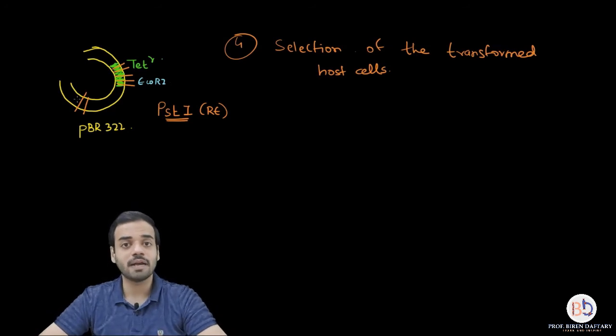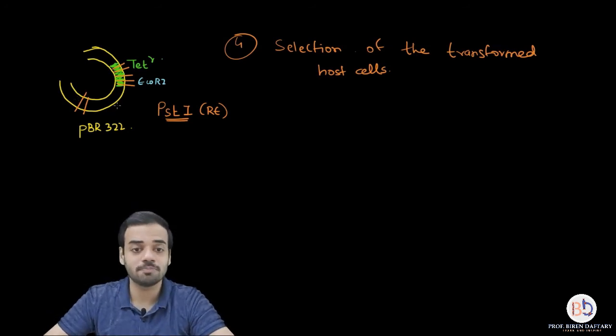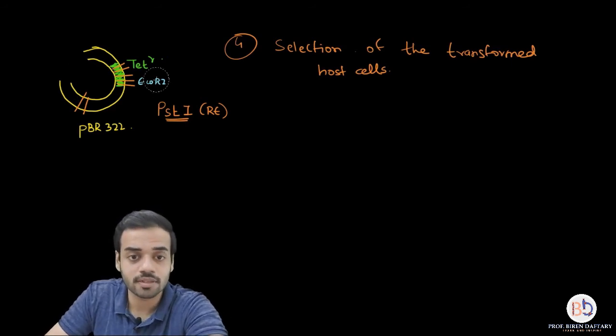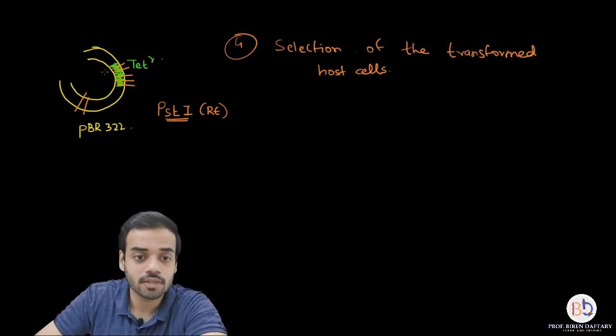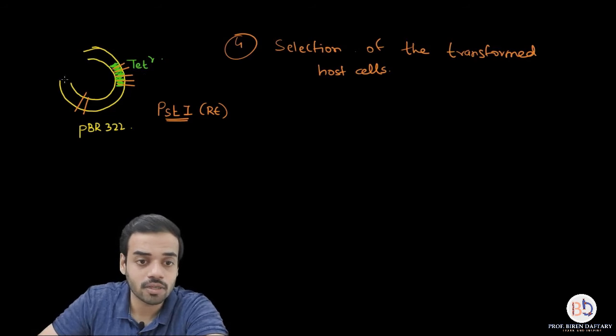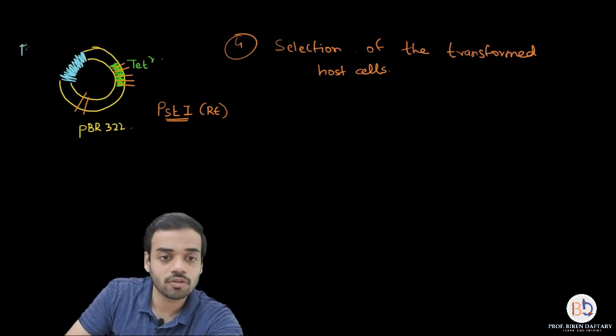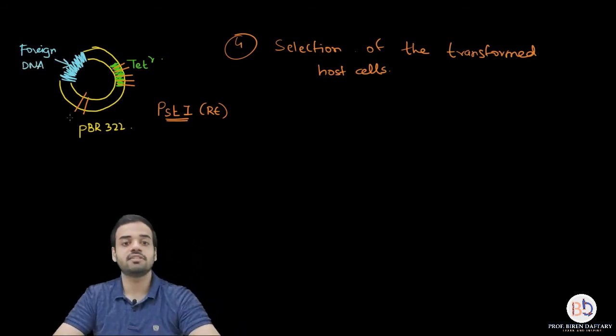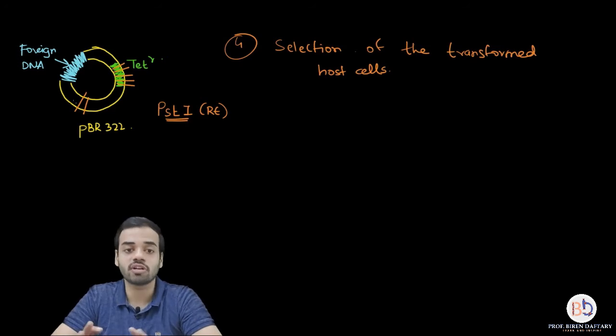The transformed bacteria are going to have this pBR322. Okay, let me use this blue color, and this blue color I am showing to represent the foreign DNA. So I will label over here, this is your foreign DNA, or the required gene, which is inside the pBR322. This is your recombinant DNA now, right? So the transformed bacteria are going to have this recombinant DNA.